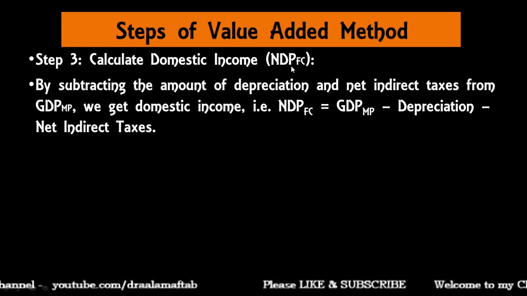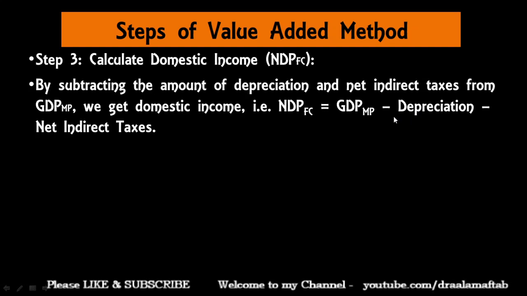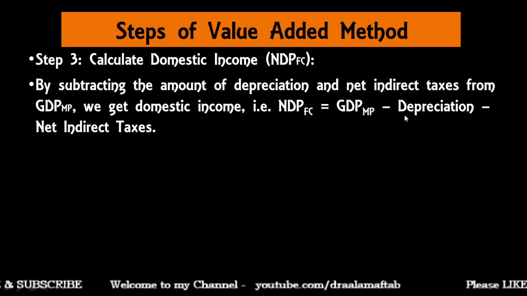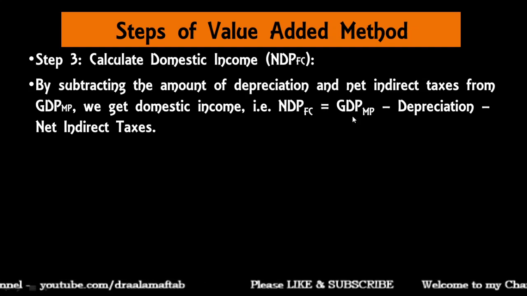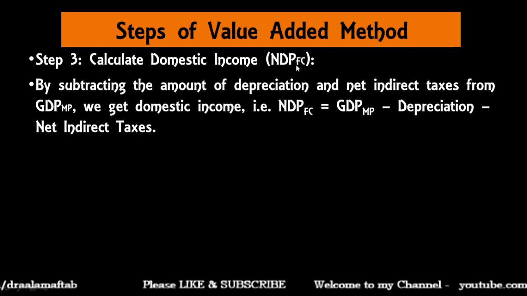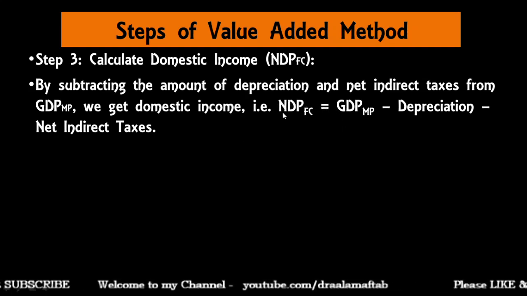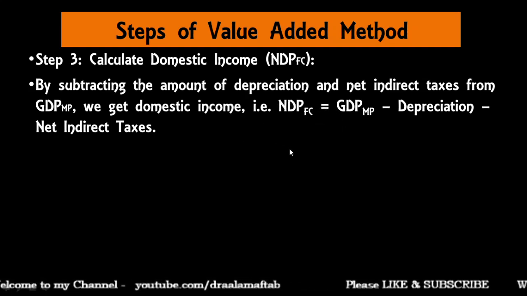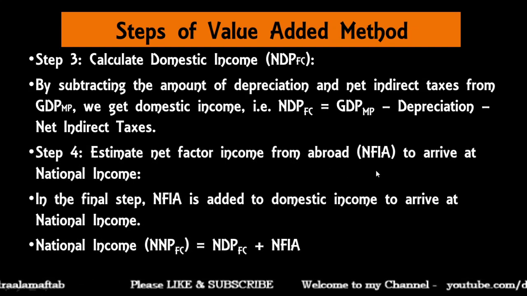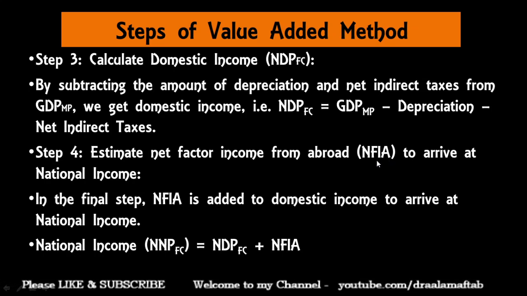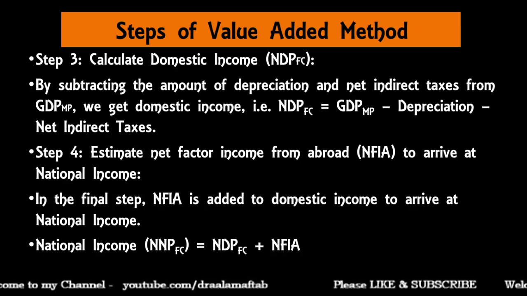To calculate net domestic product from GDP MP, you need to deduct depreciation. To get net value, you must deduct depreciation. So from GDP MP, deduct depreciation, and to get the factor cost value from market price, you need to deduct net indirect taxes. So this way you will get NDP FC. So this is the domestic value addition. Now you need to add up net factor income from abroad. How much of money value addition came in and how much of money has gone out.